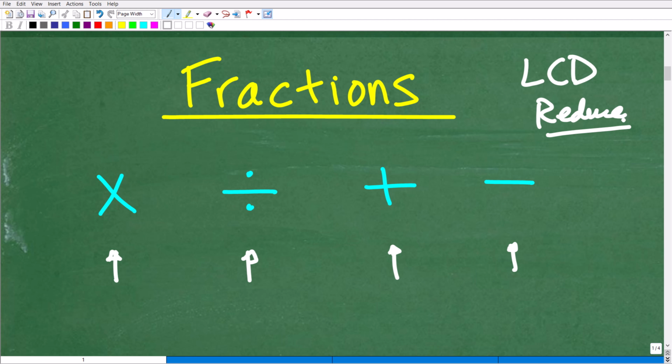But here's what I want to do. I want to get you to be able to do these 4 basic math operations with fractions without confusing them or finding any difficulty with them, especially when we're talking about the LCD. All right, so let's go ahead and get started right now.